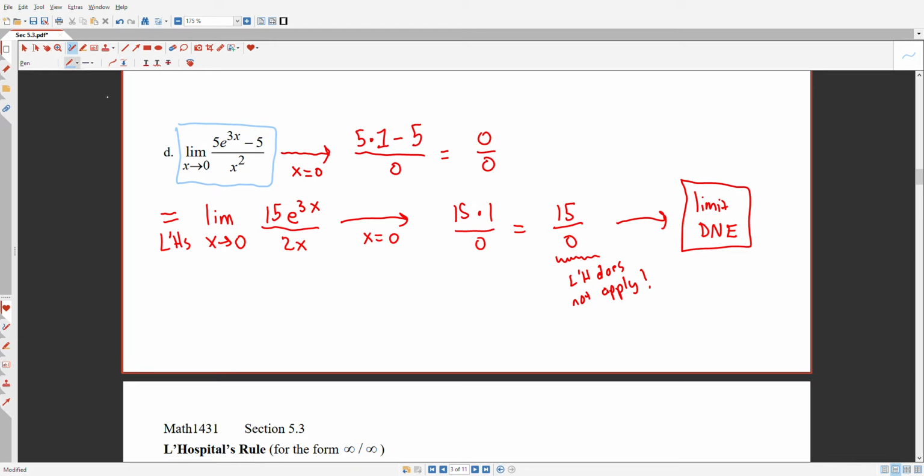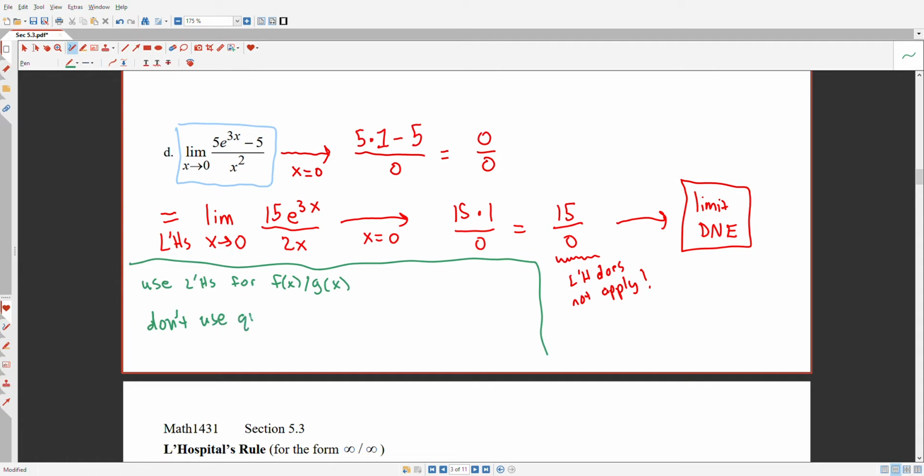One last thing I'll point out, maybe I'll put it in green down here, just as another side note, is notice when we're using L'Hopital's rule for a fraction of functions, we don't take a derivative of the fraction. That is, we don't use the quotient rule, right? That's not what L'Hopital's rule is saying. It's not saying take a derivative of the whole fraction. We instead look at the fraction of derivatives.